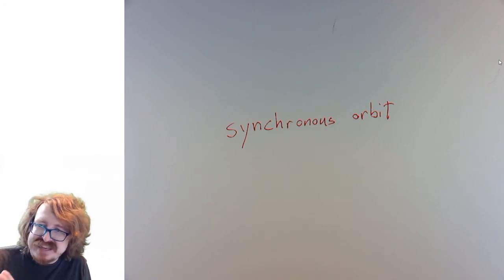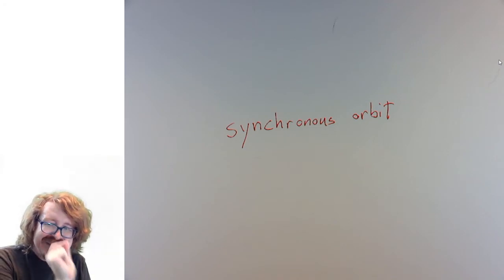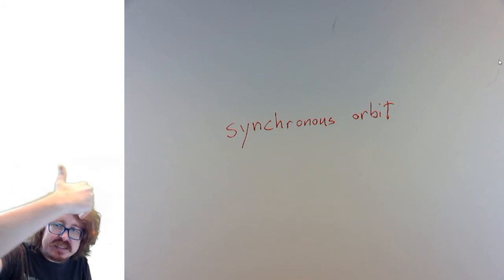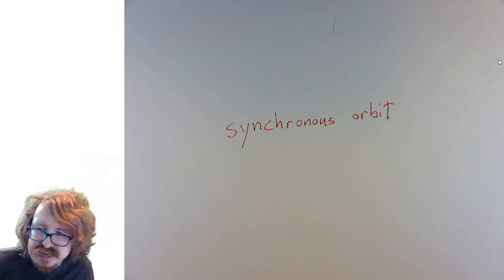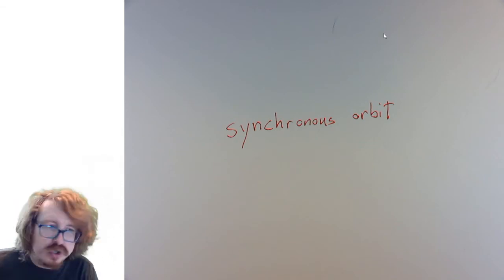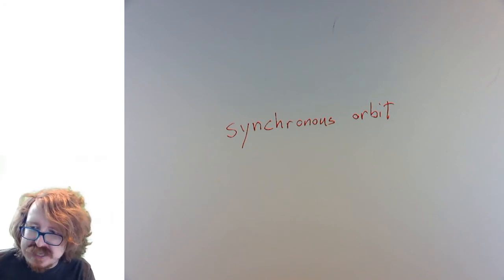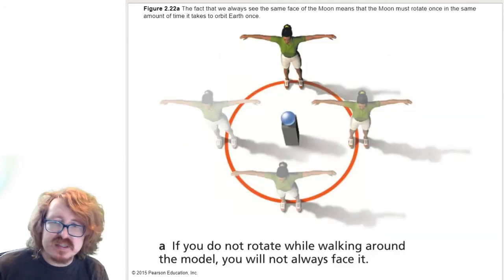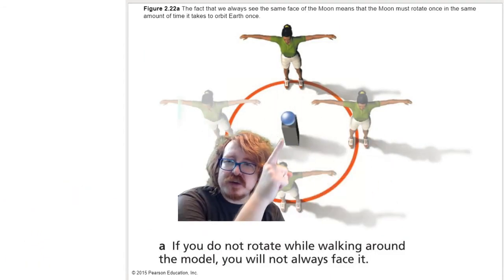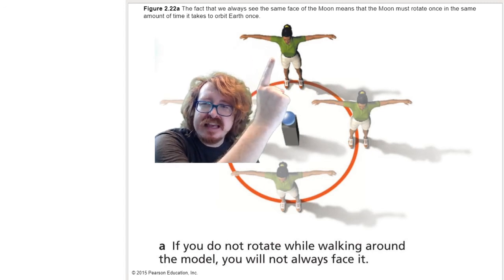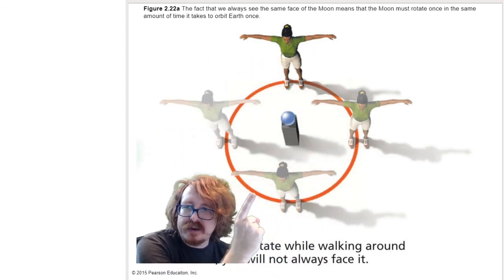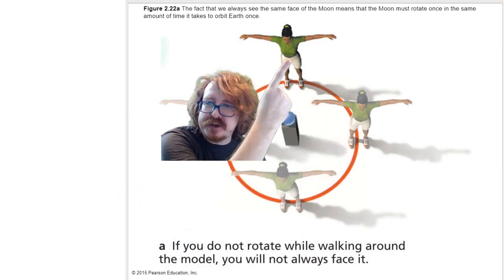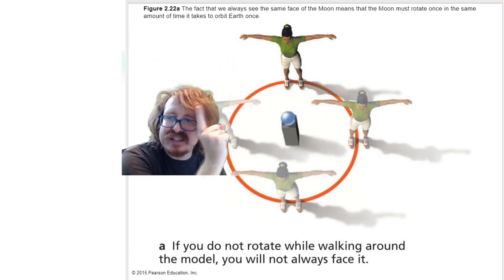So a lot of people think that the moon is not spinning. Because we always see one side, that means the moon is not spinning while it's orbiting us. That's not true, okay? Check this out. The moon has to spin in order to keep one side facing us. There's a picture from your book. If this was the Earth and this woman was the moon, if she did not spin as she orbited around us, we would see all sides of her. We'd see the front of her, then we'd see the back of her, and we'd see her sides.